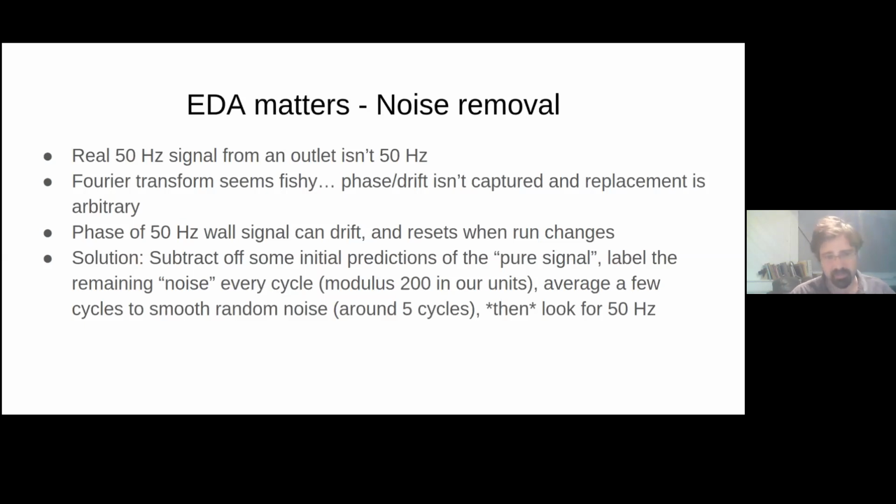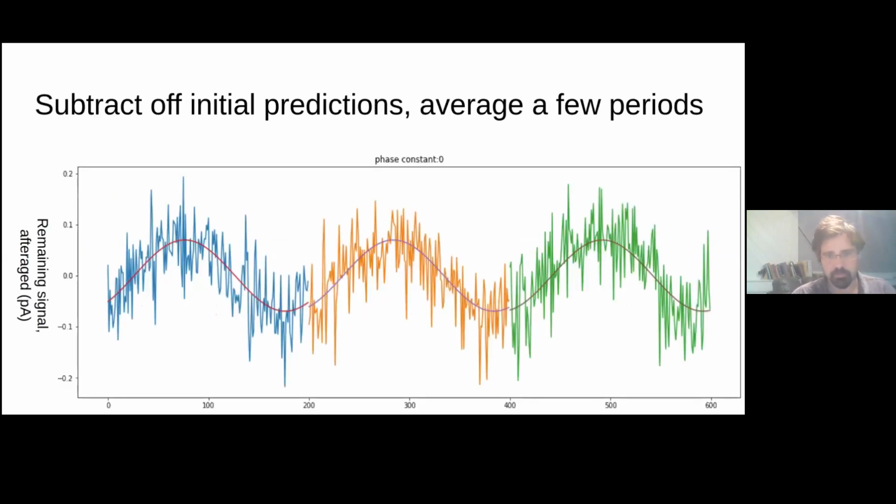Then you can average those cycles, that smooths it out, then plot it. So you smooth out some of that extra noise and you come up with something that looks much more sinusoidal. So this is subtracting off initial predictions, averaging a few periods. So this is noise, and it's a pretty clear signal of the 50 hertz noise. There's some cutoffs here, and that's from the way that I plotted it, but that indicates a little bit amount of drift through the run. So it's changed maybe from 50 hertz to 50.01 hertz.